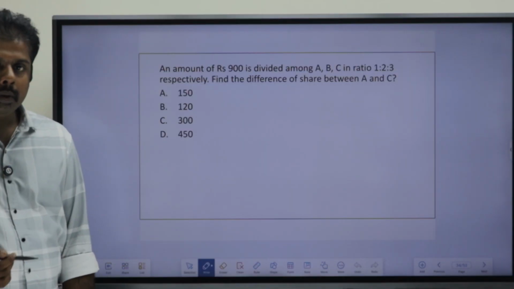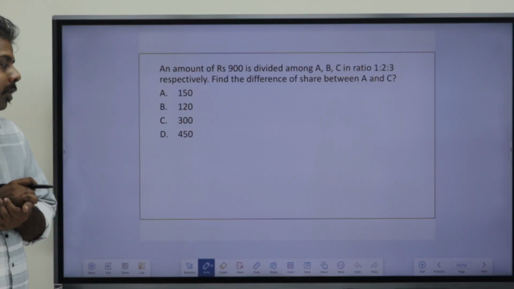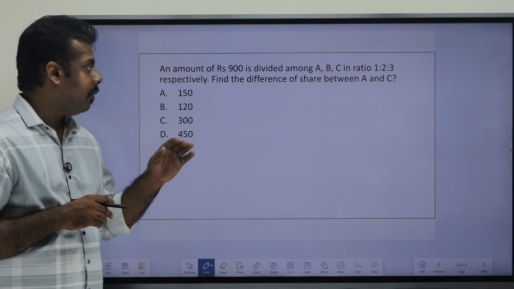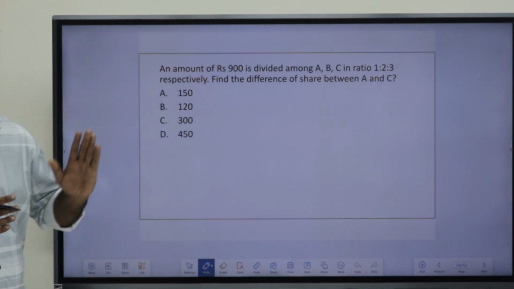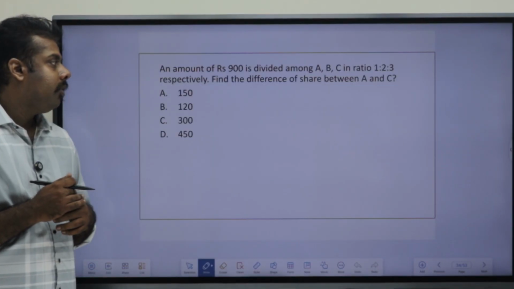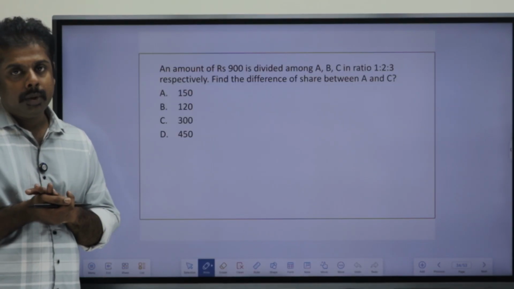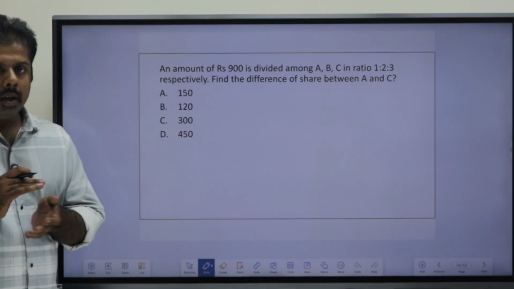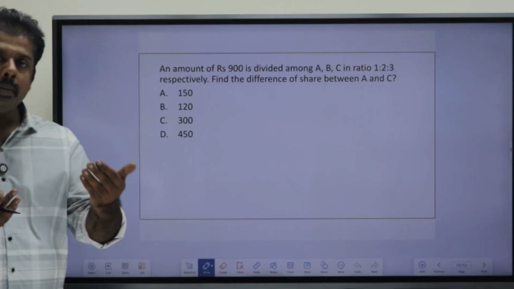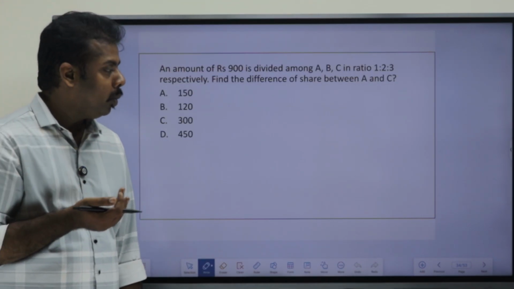Here some of the word problems we are going to discuss. In this question, they have given that an amount of 900 is divided among A, B, C in the ratio of 1 is to 2 is to 3, and we have to find the difference of share between A and C. There are multiple ways to do it. You can connect it based on X. We will be doing it in both ways.